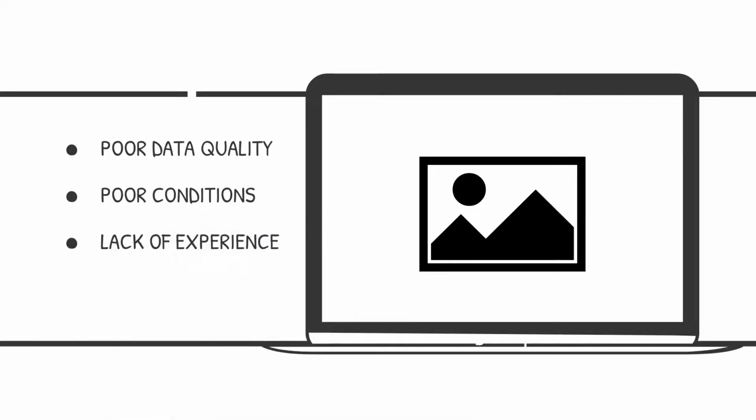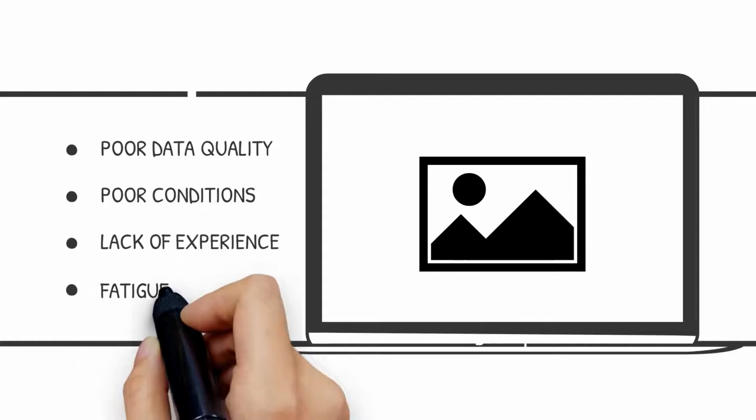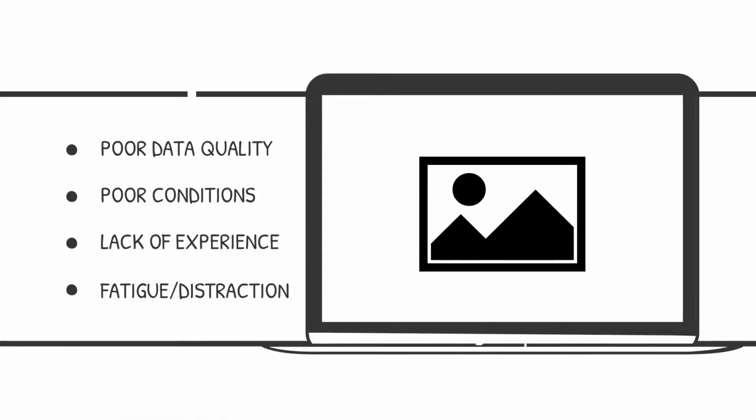There are a lot of factors that can impact the accuracy of fault detection. For instance, poor data quality due to camera or flight technique, poor conditions when capturing, like low light or bad weather, lack of experience in the person analyzing the data, as well as fatigue or distraction. A few of these can be eliminated when you use artificial intelligence to look at images.